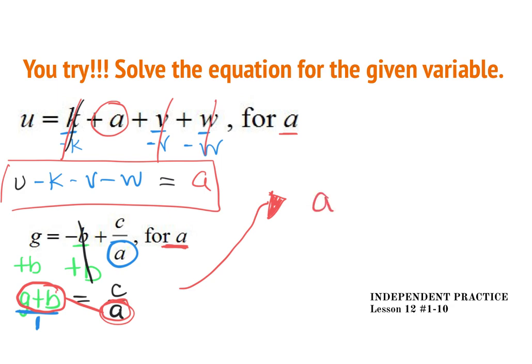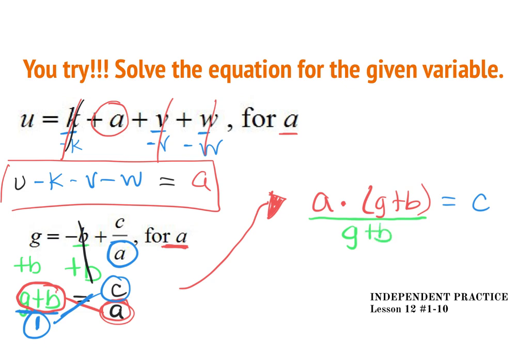So I'm going to write a times g plus b. And that has to equal 1 times c, which is just c. So now if I want to get my a by itself, I need to get rid of the g plus b, which is being multiplied with a. So the opposite is to divide g plus b on both sides. That cancels out because that just turns into the number 1. So a is equal to c over g plus b.